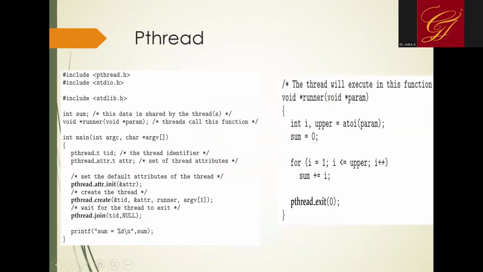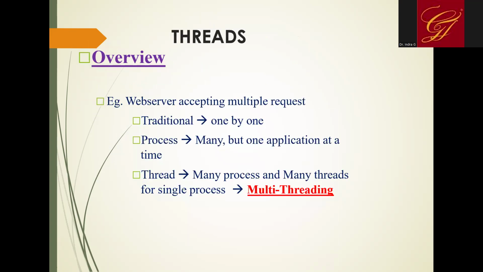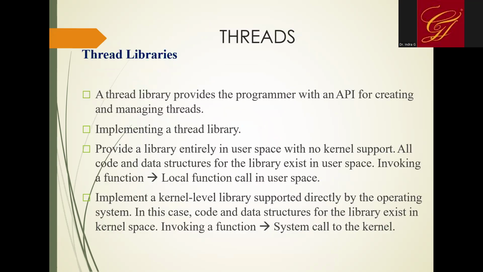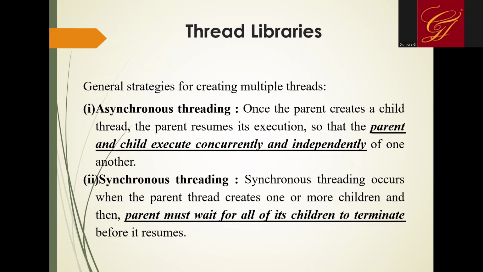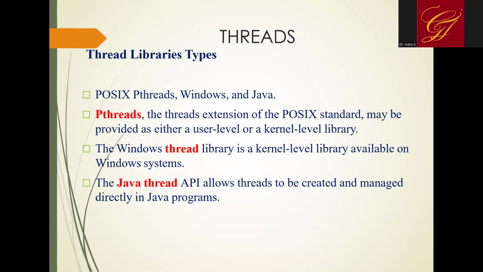In this section, we studied what a thread is, how a single-threaded process and a multi-threaded process share memory, the example of a thread, the types of threads, and the thread libraries, including general strategies for creating multiple threads and different types of threads, about the Pthread, the Windows thread and the Java thread. Thread library types have also been studied in this video lecture.